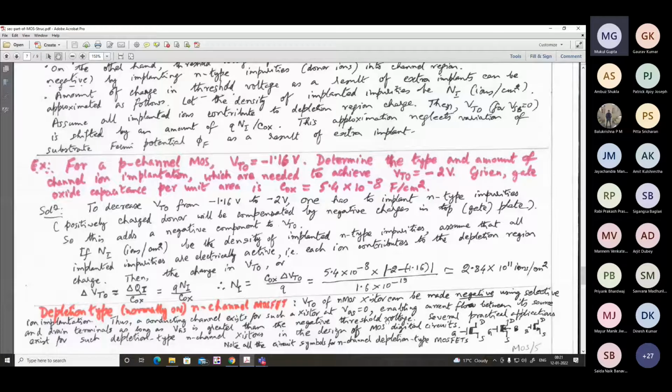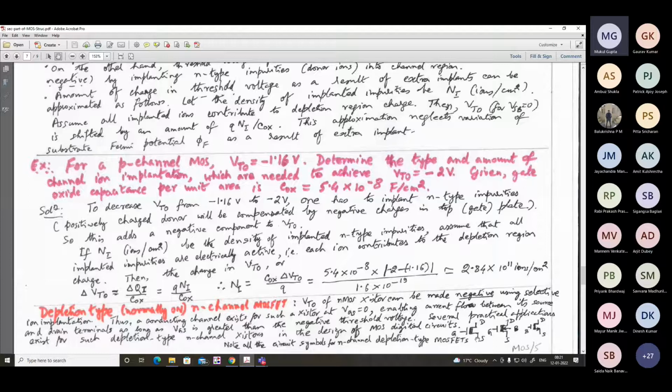Several practical applications exist for such depletion type N-channel transistors in the design of MOS digital circuits, and this is the typical circuit symbol. You see that the thickened line indicates that a channel is already formed, even though gate and source are at the same potential. Even though VG is equal to 0, still a channel exists.